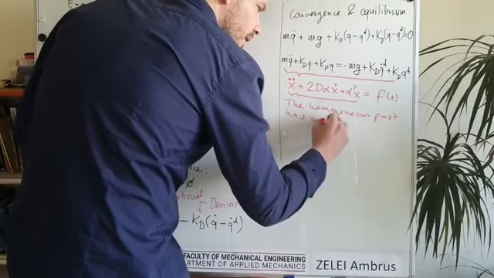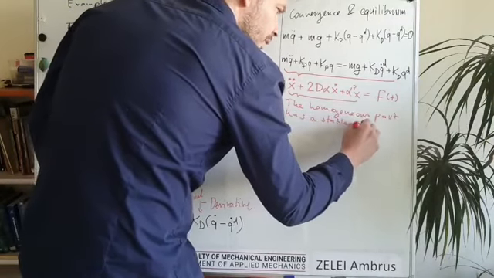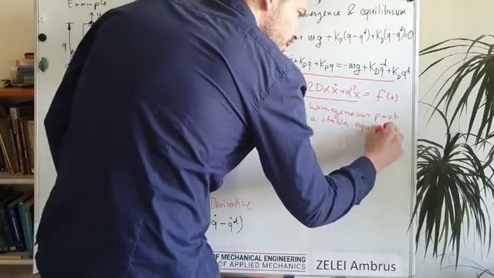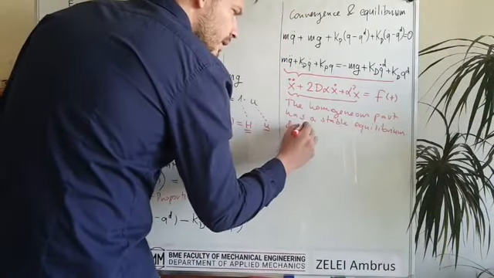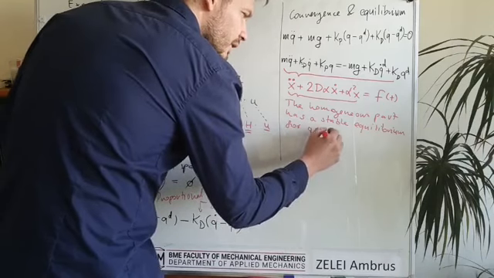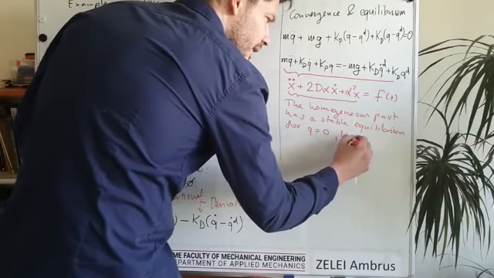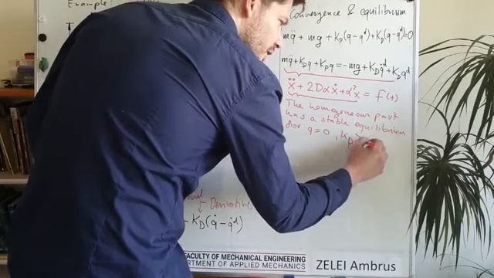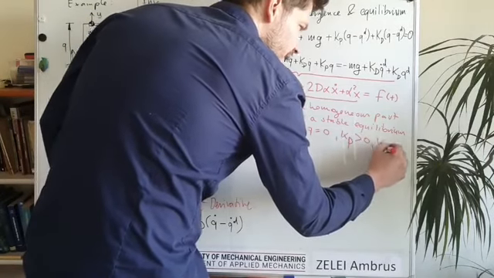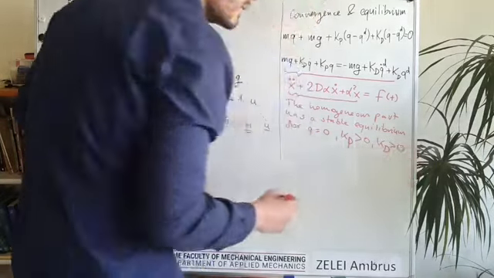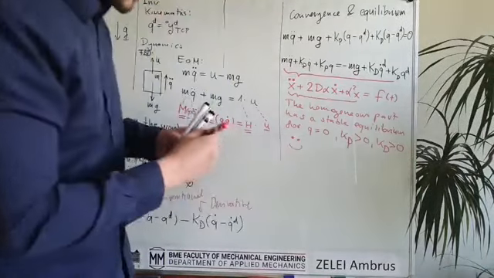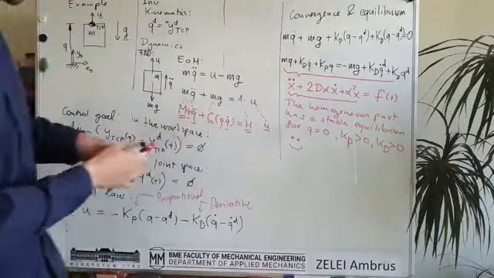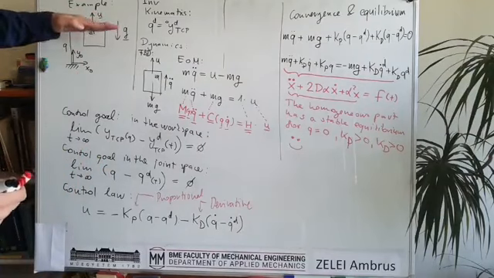The homogeneous part has a stable equilibrium for q equal to 0, with kp larger than 0 and kd larger than 0. So it is a happy thing that our control, our position, will converge to somewhere.